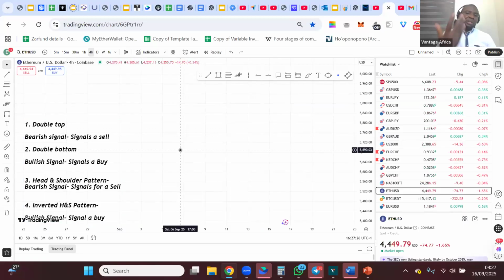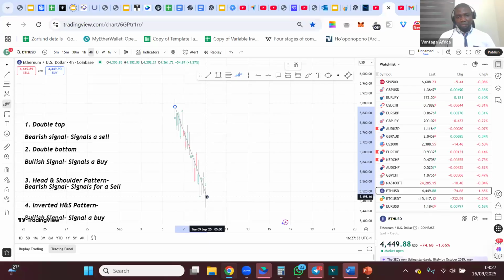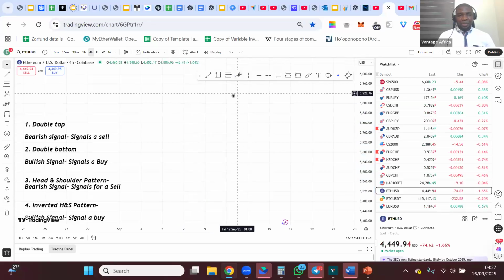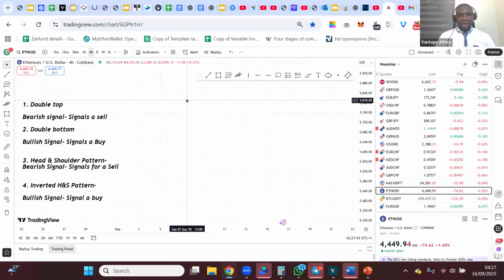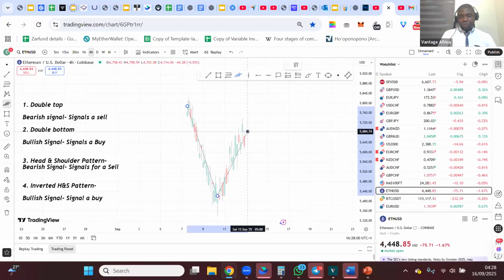Now, the double bottom is basically the inverse of that. So you see price move all the way down to a level, and then what happens? Let's do this again. Price moves to a certain level, and then you see that price starts going up and forms what? It forms a bottom. Price moved down, forming a bottom.